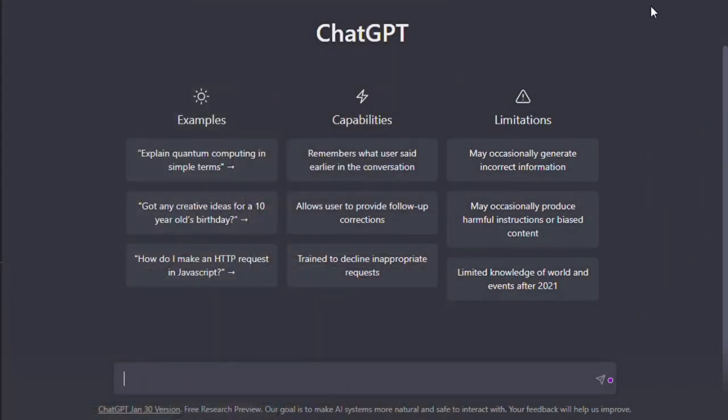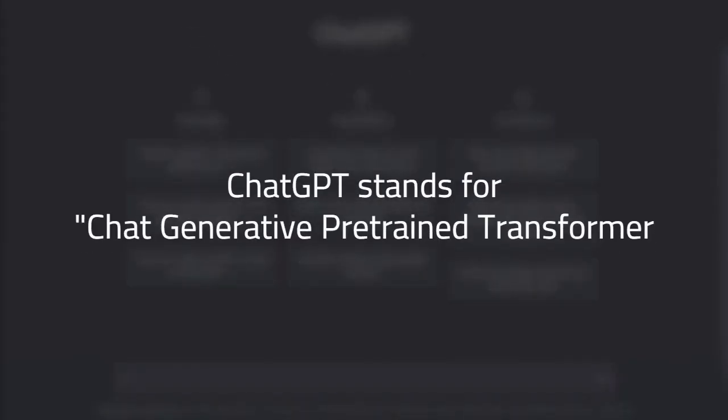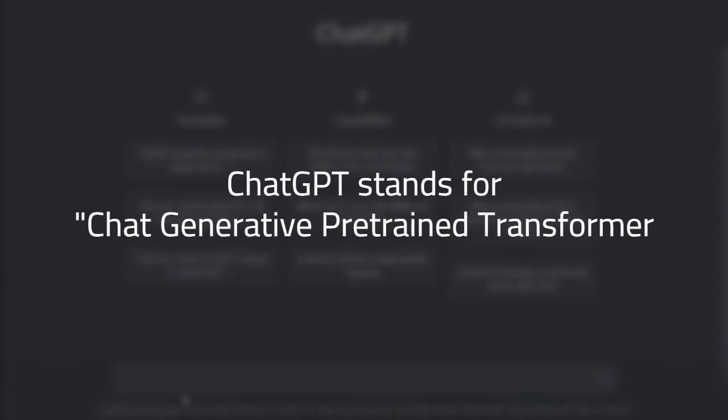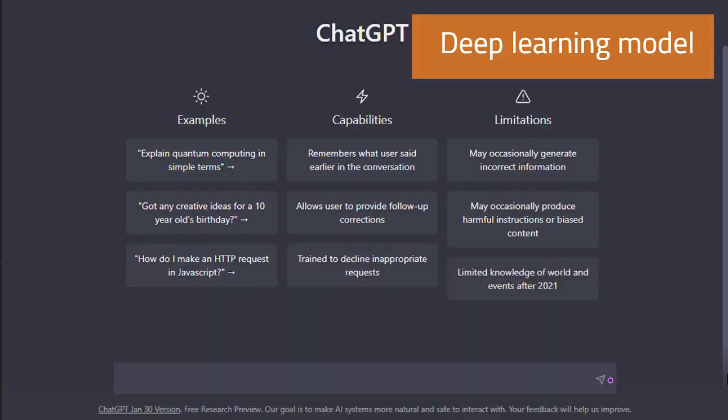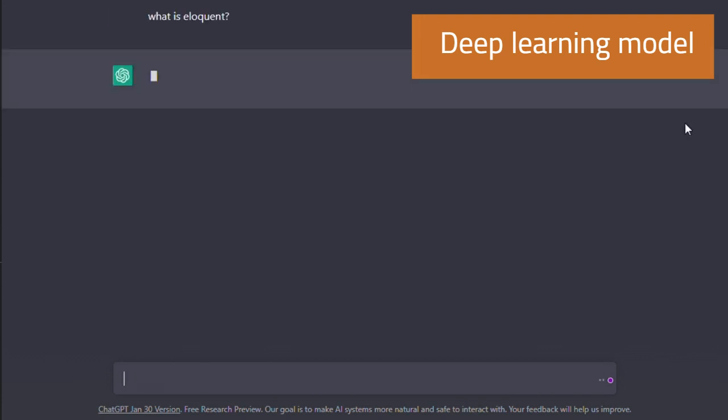First, let's talk about what ChatGPT is. ChatGPT stands for Generative Pre-trained Transformer, which is a mouthful, but basically, it means that ChatGPT is a deep learning model that has been trained on vast amounts of text data to learn how to generate new text that sounds like it was written by a human.